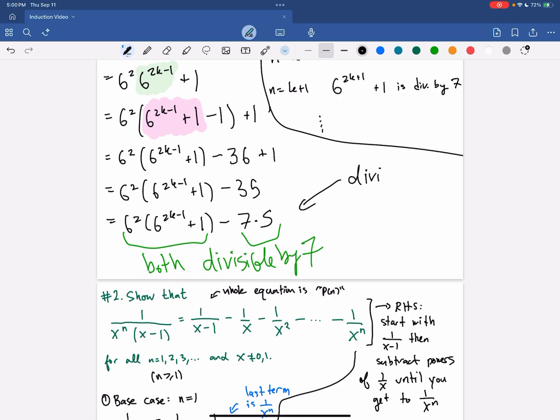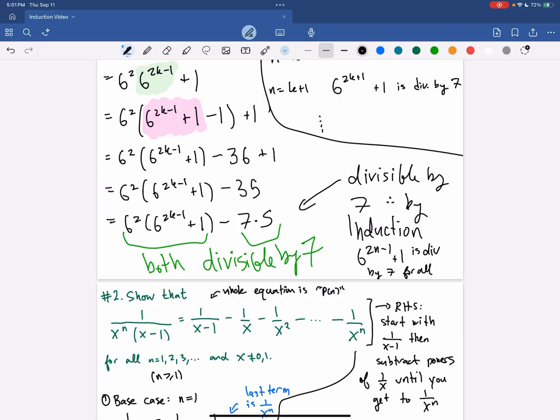And so the whole thing is divisible by 7, therefore by induction, 6 to the 2n minus 1 plus 1 is divisible by 7 for all n.